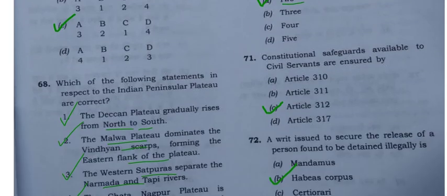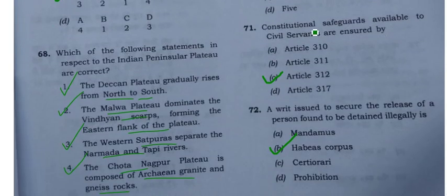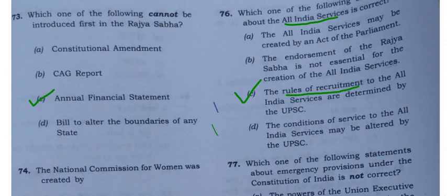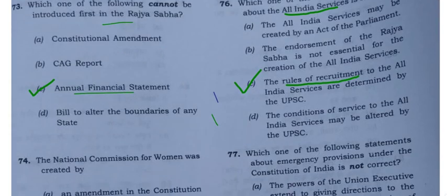Okay. 71st one. Constitutional safeguard available for civil servants are ensured by Article 312. This is the safeguard for civil servants. A writ issued to secure the release of a person found to be detained illegally is habeas corpus. Which of the following cannot be introduced first in the Rajya Sabha? So it's annual financial statement. Constitutional amendment can be, CAG report can be, bill to alter the boundaries of any state. Okay, that can be done. So C option is right.